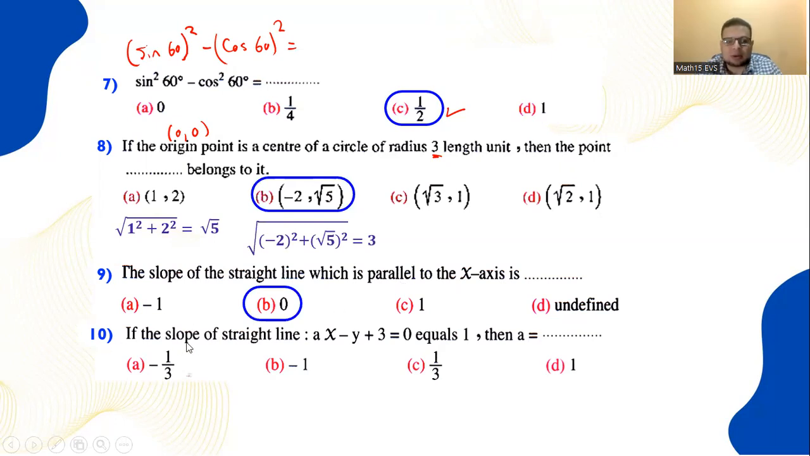Number 10: the slope of the straight line ax minus y plus b equals 0 is 1. Then a equals what? You know the slope m equals negative the coefficient of x over the coefficient of y. That means negative a over negative 1, which is a. So the slope is a, and the slope is 1. So a is 1. You will choose a equals 1.